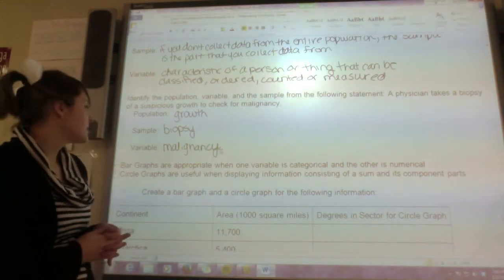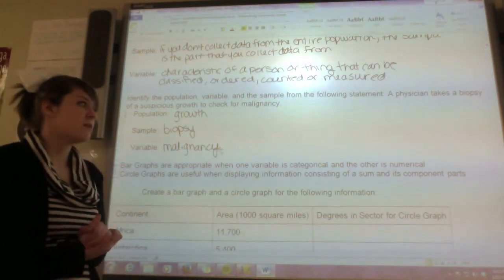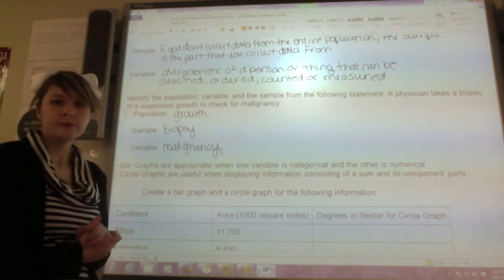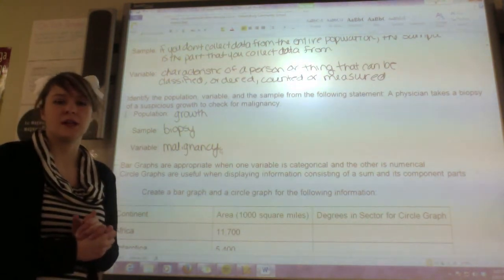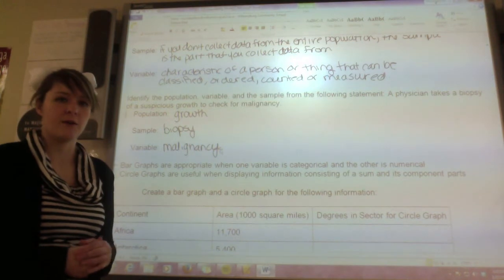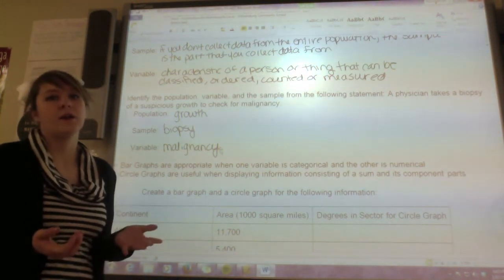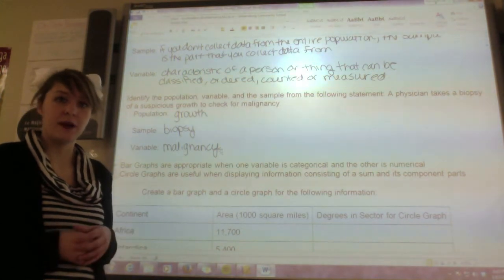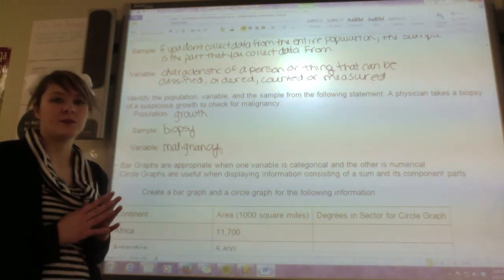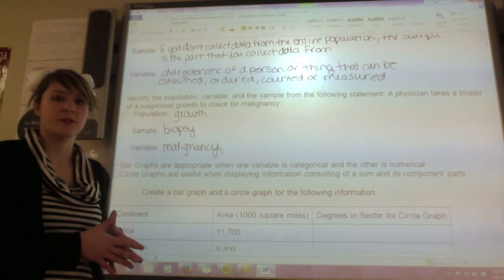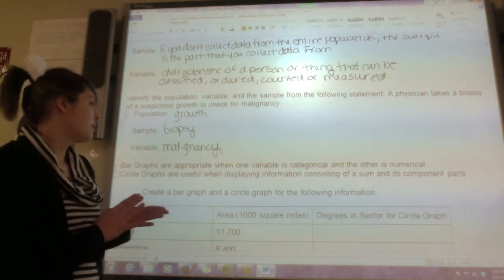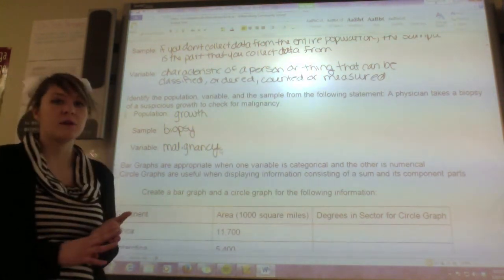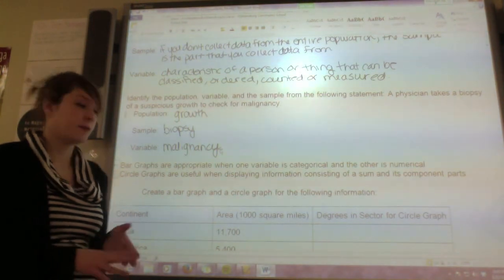Alright, bar graphs are appropriate when one variable is categorical and the other is numerical. So categorical means that it's not a number, it's some sort of category. Like if I was talking about eye color, I could say blue, green, gray, brown. So all of those would be different eye colors. Those are categories rather than numbers. So if you have a category and a number, that's when a bar graph is useful.